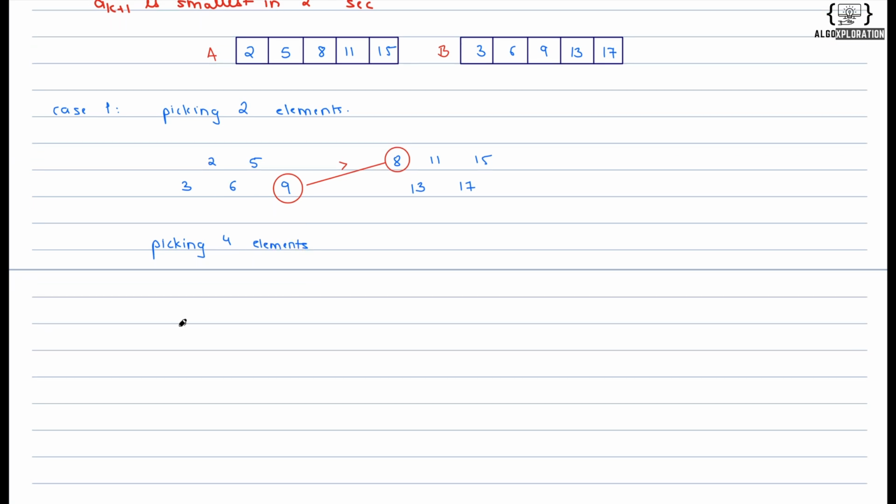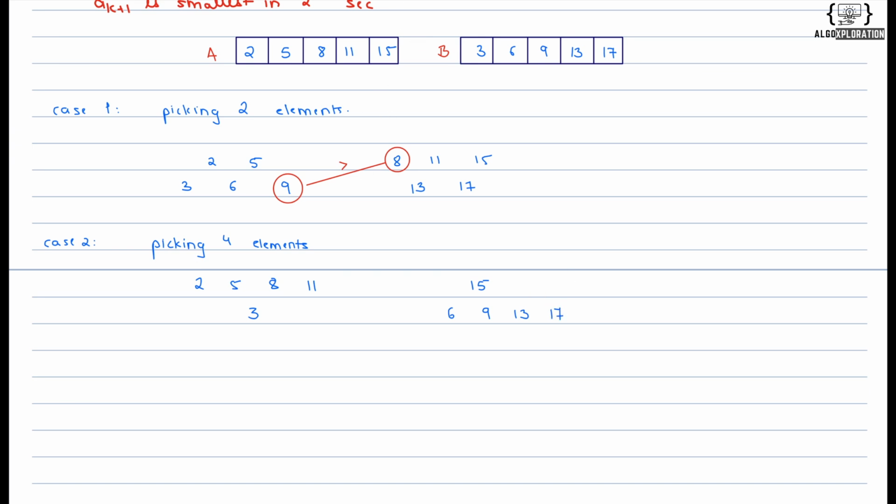Okay, so I'm picking 4 elements, so it is 2, 5, 8 and 11. Since I'm picking 4 elements from array A, obviously I need to pick only one element from array B. Let's pick 3. Now for section 2, I just need to pick the remaining elements. So from array A, the remaining element is 15, right? And for array B, the remaining elements are 6, 9, 13 and 17, right?